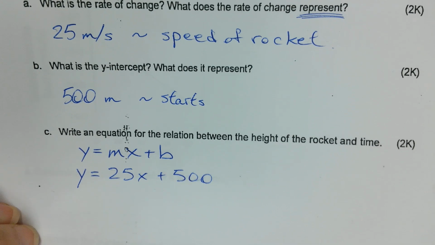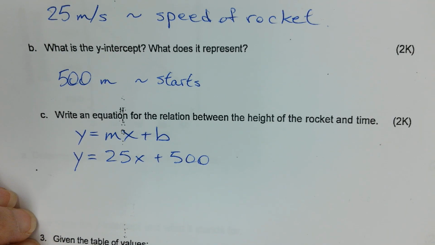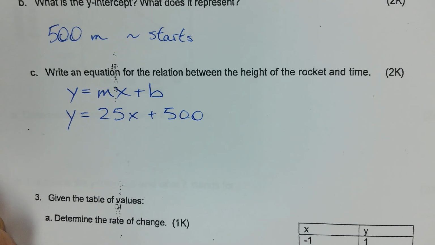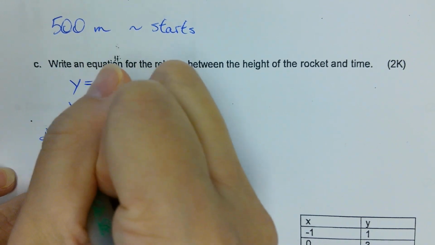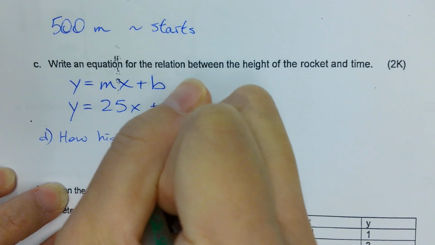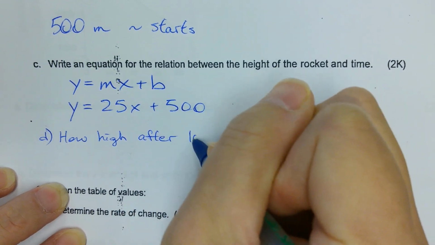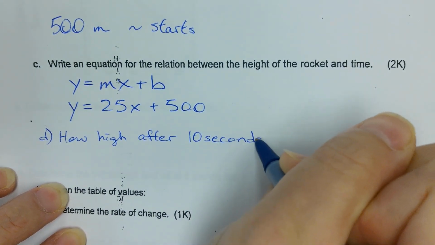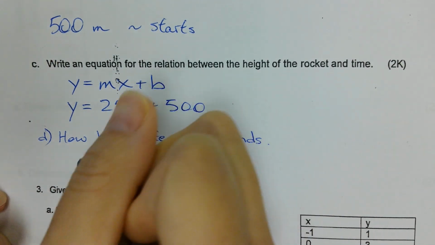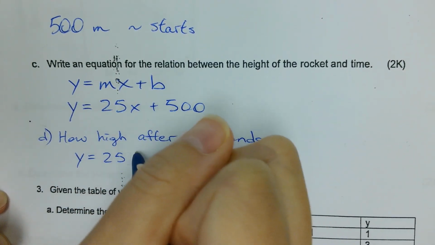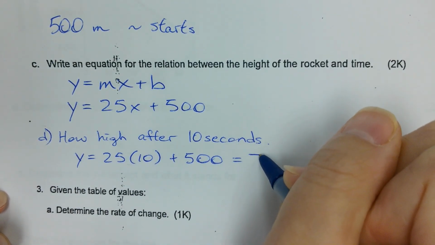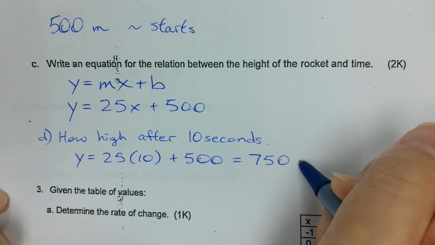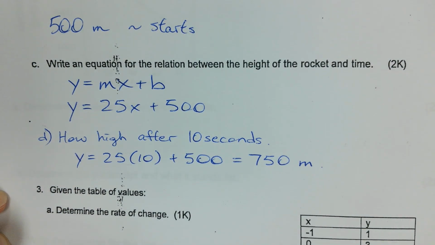Right. So now if I say after 10 seconds, how high is that rocket? So let's say I add in that part D. How high after 10 seconds? Okay, how'd you get that? Yeah, good. And so you get 750 meters. Good. Okay, don't forget units.